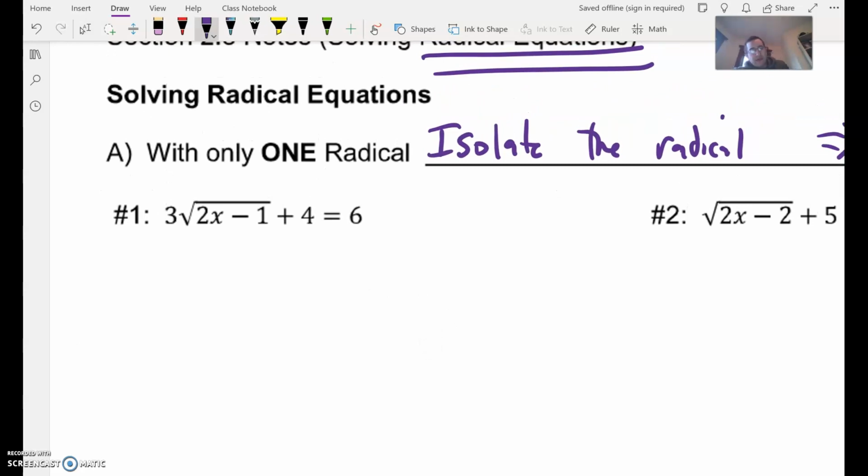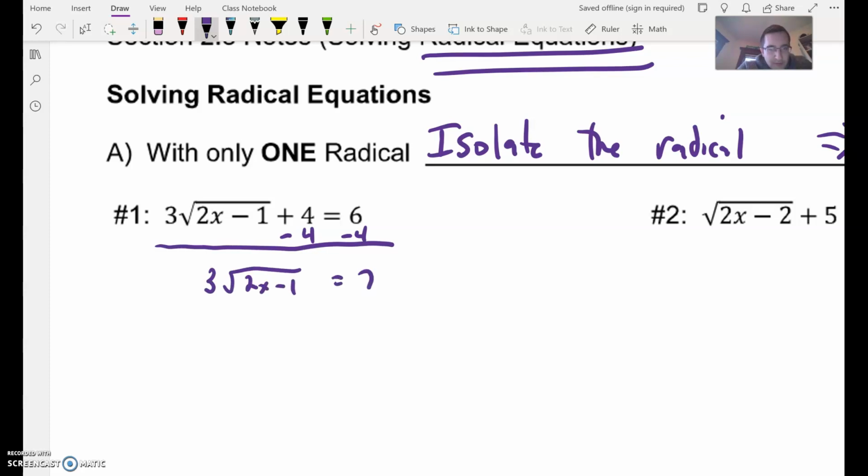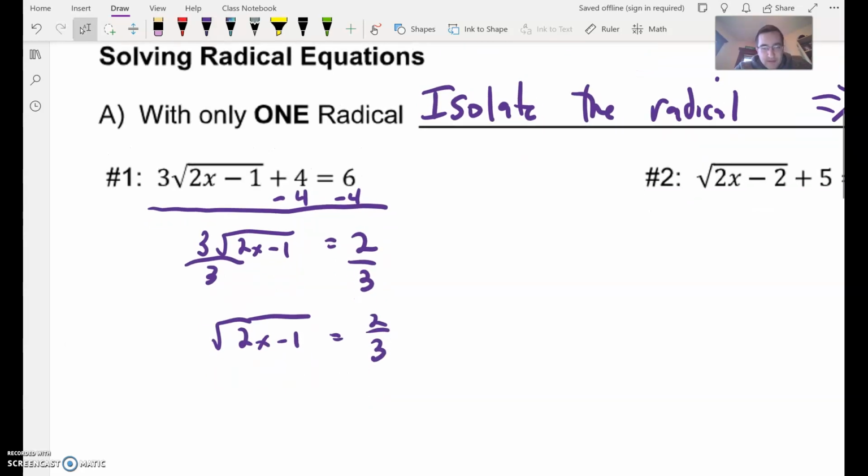There's a radical, so I need to get that radical by itself. First thing I need to do is subtract 4 from both sides. I'll show all my steps here. So I've got 3 times the square root of 2x minus 1 equals 2. The radical isn't isolated yet. I need to divide both sides by 3. So I have the square root of 2x minus 1 equals 2/3. Now it is isolated.